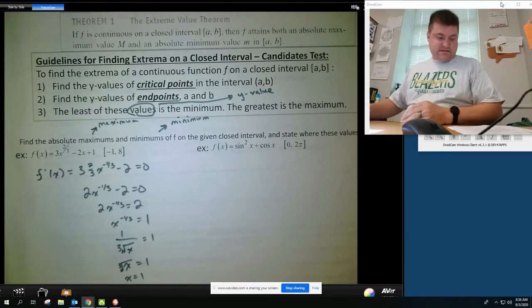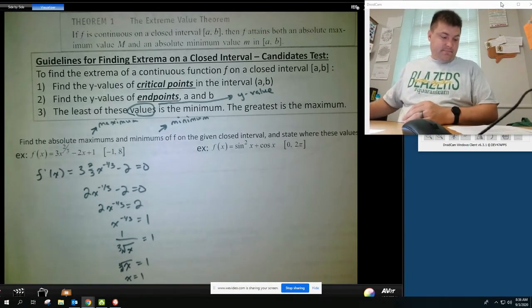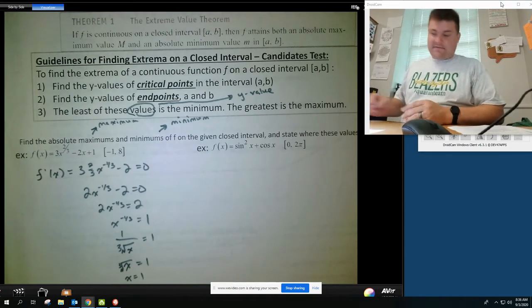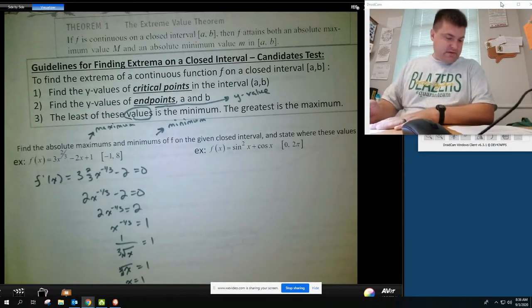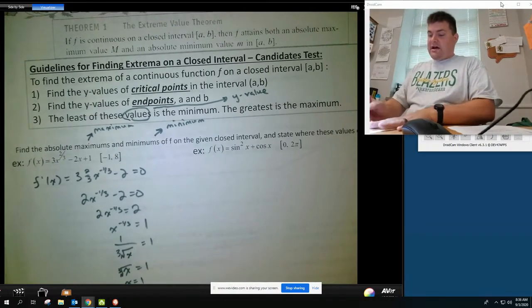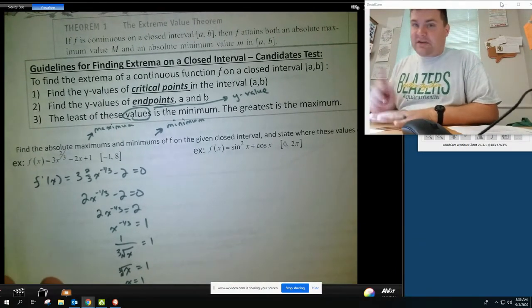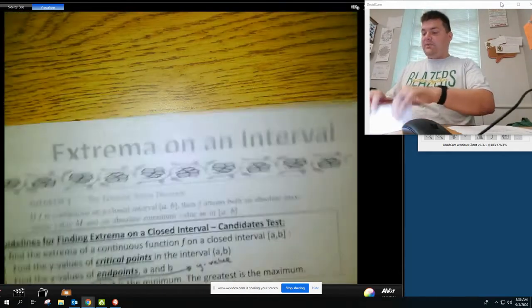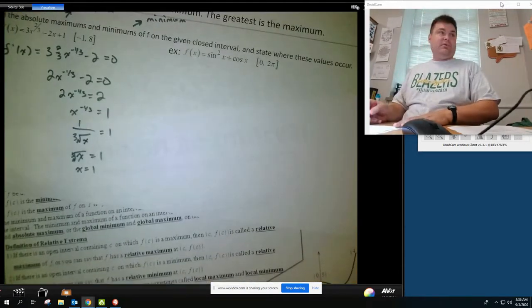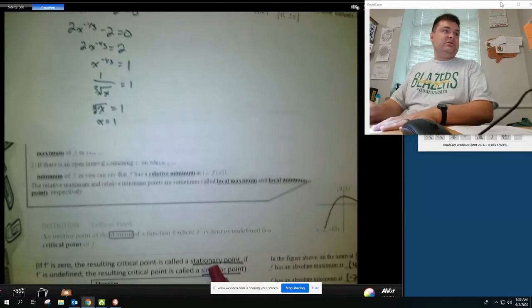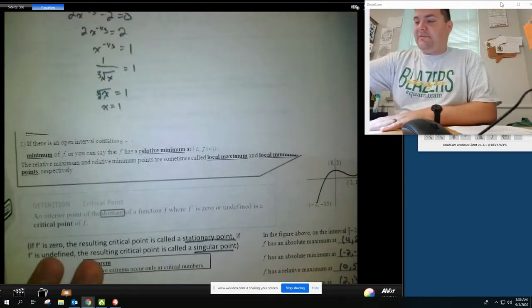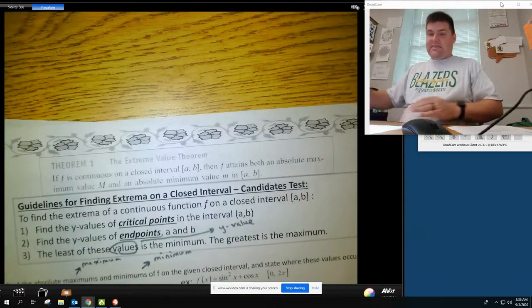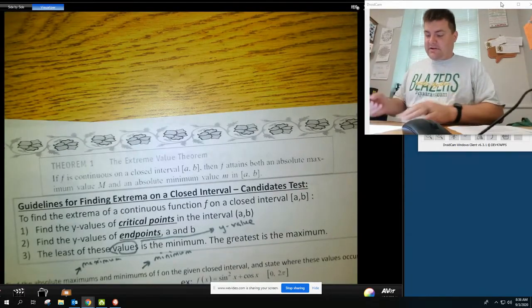So I have to test through a couple of things here. I have to test my endpoints, and I have to test my extrema. Now, I'm actually missing something. So right now, I only found the stationary point. Okay? Where is this also undefined, the derivative? Okay? And that's the part that people sometimes miss out on.